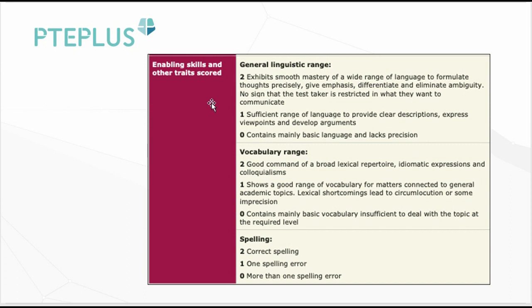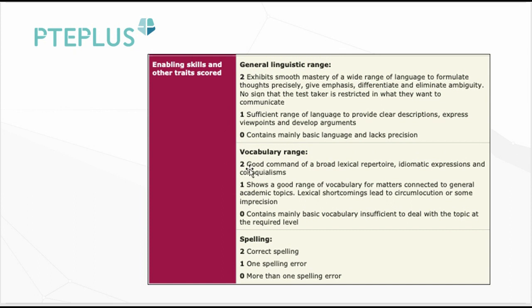Now, in terms of how these 6 marks are broken down, we're offered 2 marks if we exhibit smooth mastery of a wide range of language to formulate thoughts precisely, give emphasis, differentiate, eliminate ambiguity, with no sign that the test taker is restricted in what they want to communicate. Essentially what it wants is for you to be able to say whatever you want to say without losing fluency, without seeming like you're preventing yourself from doing so. And you get 1 if you have a sufficient range of language to provide clear description, express viewpoints, and develop arguments. So what this means we're going to be showing you in the next slide.